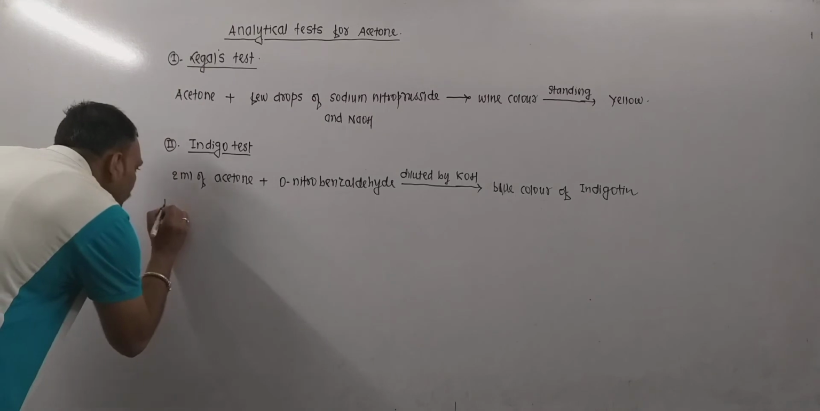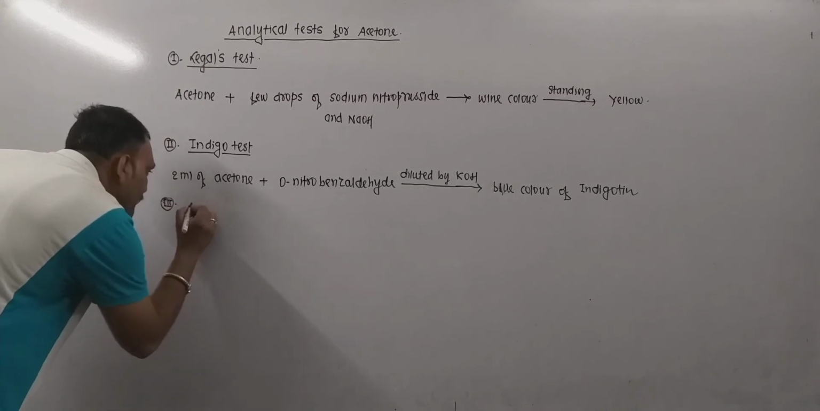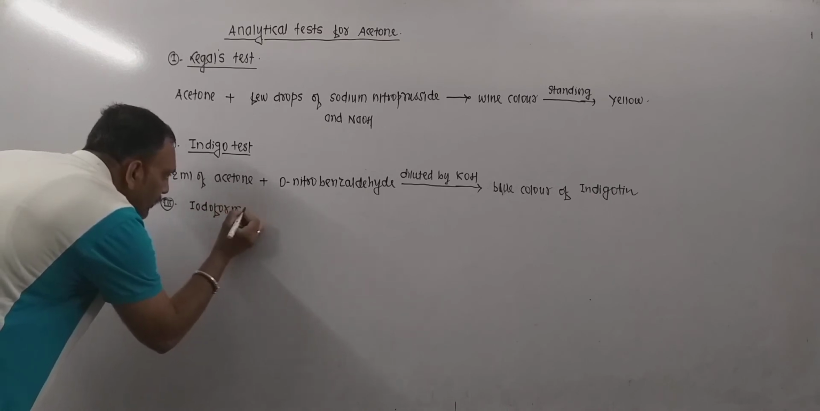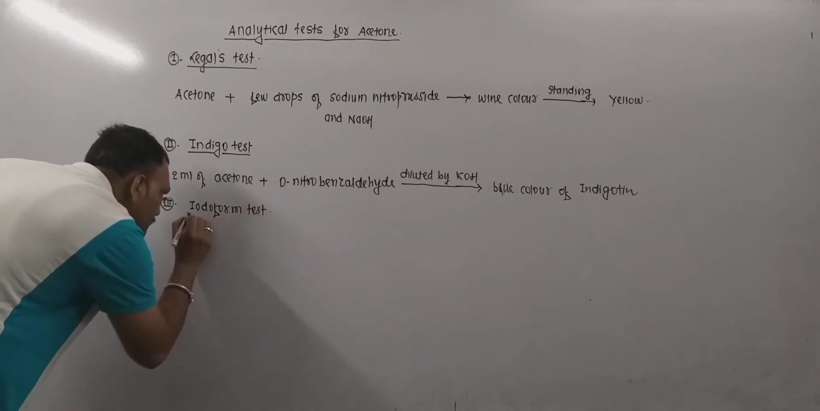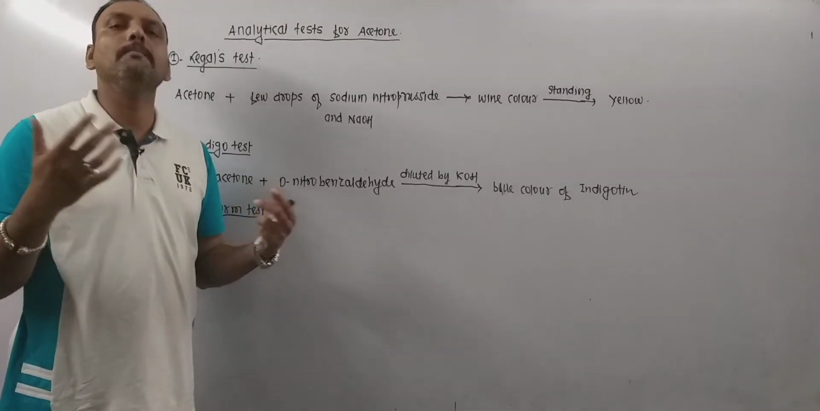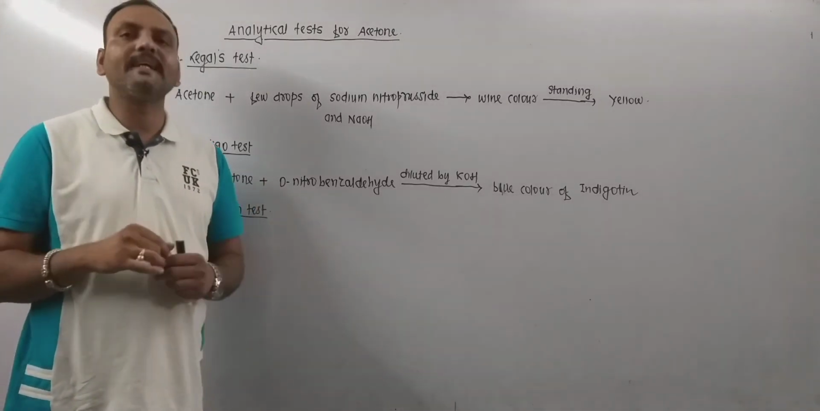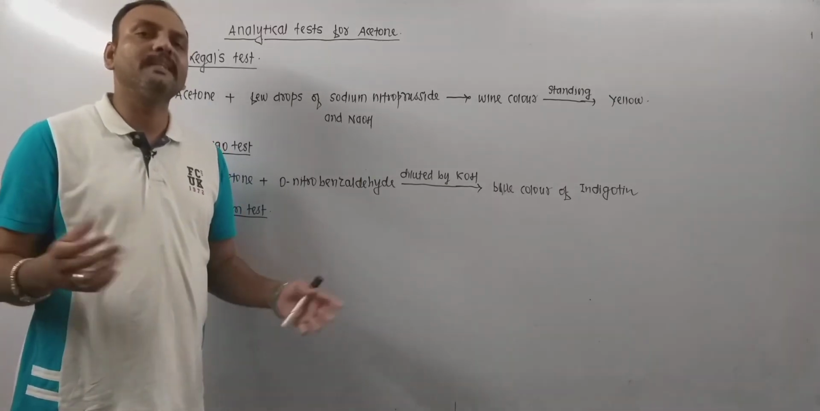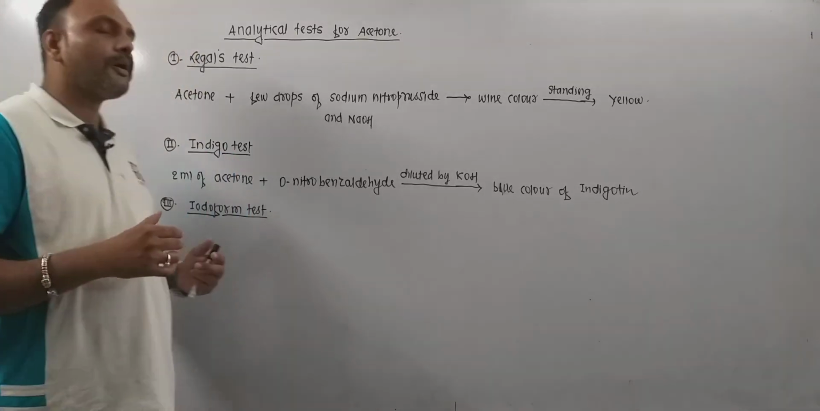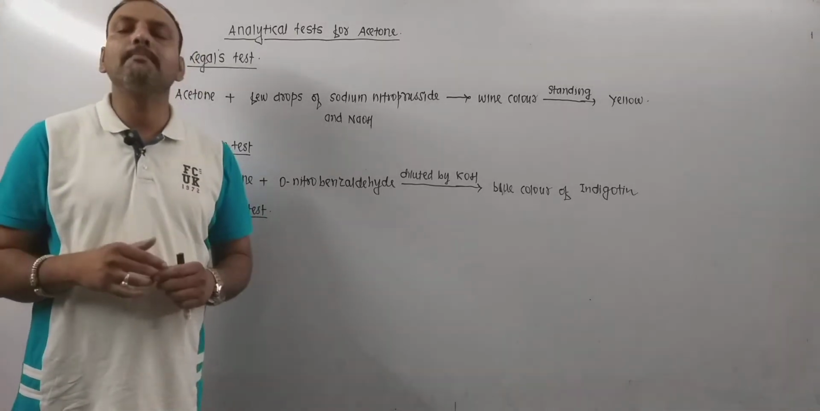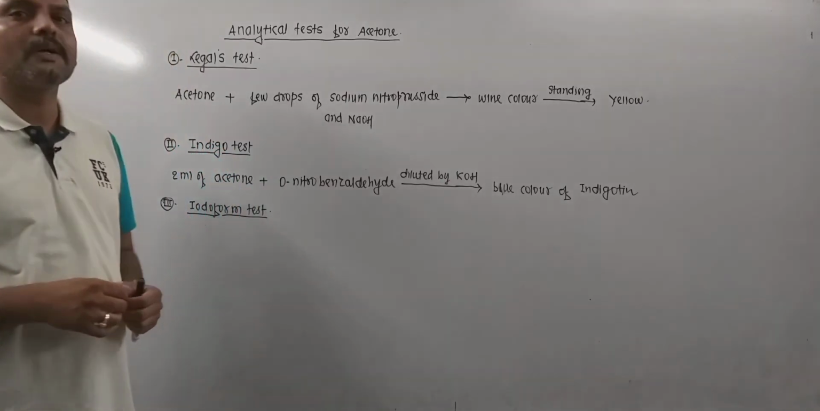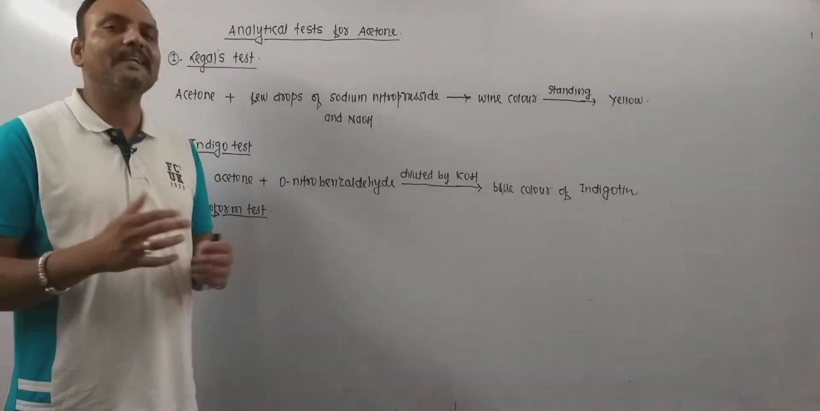Now the third and very important test is the iodoform test. Remember, iodoform test is a confirmative test for all methyl ketones, not only for acetone, but all methyl ketones show a positive iodoform test. Now what we need to do right here is take a sample of acetone and treat that sample with a mixture of NaOH and I2.